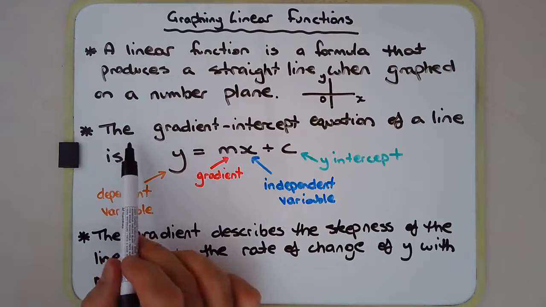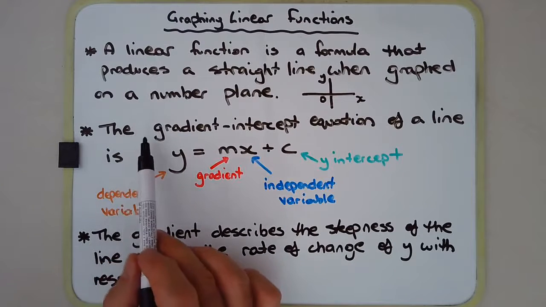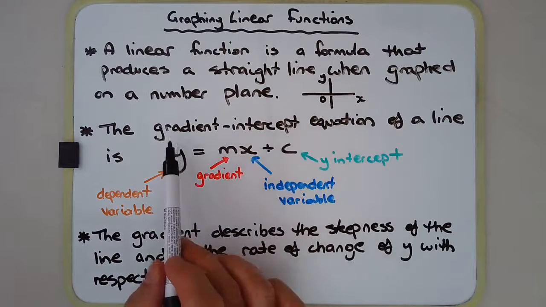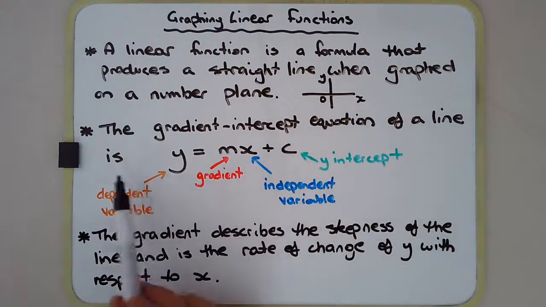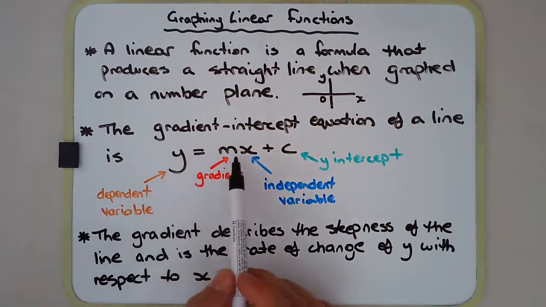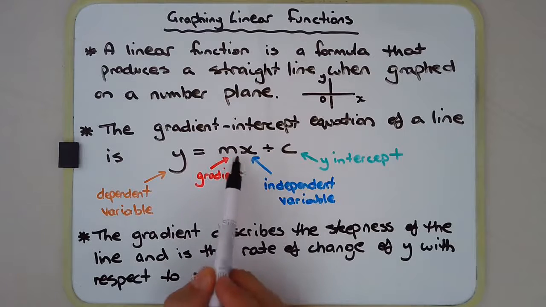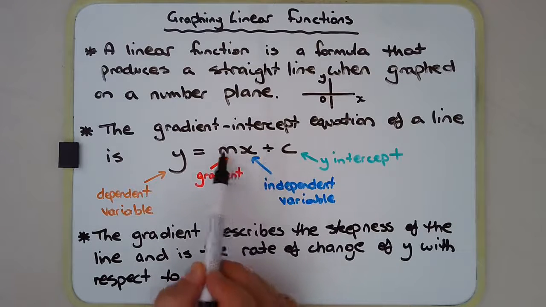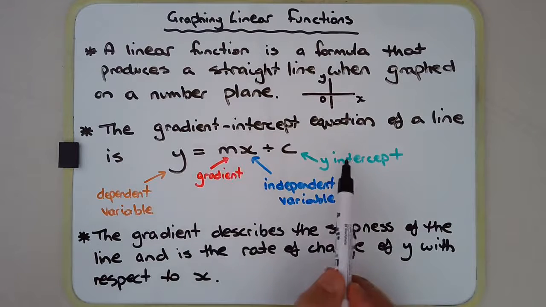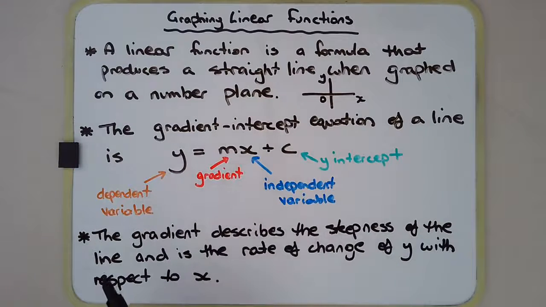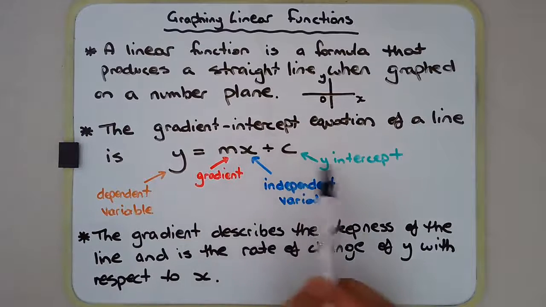We talk about the nature of the formula, or the form of the formula. It's gradient-intercept form. The gradient-intercept equation of a line is y = mx + c. Why is it called gradient-intercept? It's because the formula involves the gradient, which is represented with the letter m, and the y-intercept, which is represented with the letter c, or the pronumeral c. So I've annotated this formula for you. The c is the y-intercept.